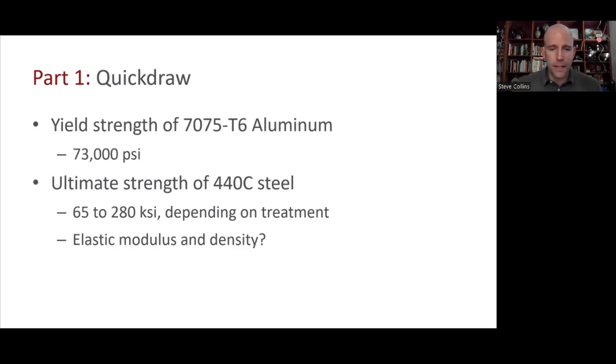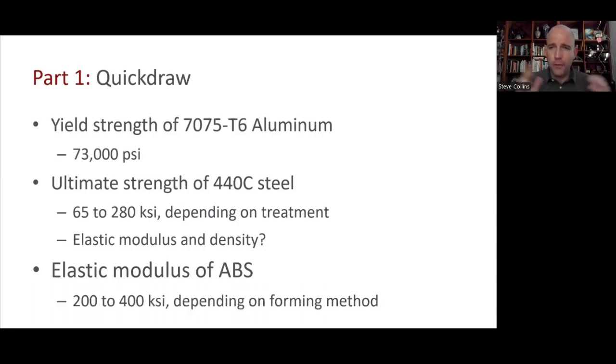All right, let's do one last one of these. What is the elastic modulus of ABS plastic? Pause the video, take a moment, and go look it up. All right, you got an answer? Well, here again, we might have found a pretty big range, somewhere between 200 to 400,000 PSI.